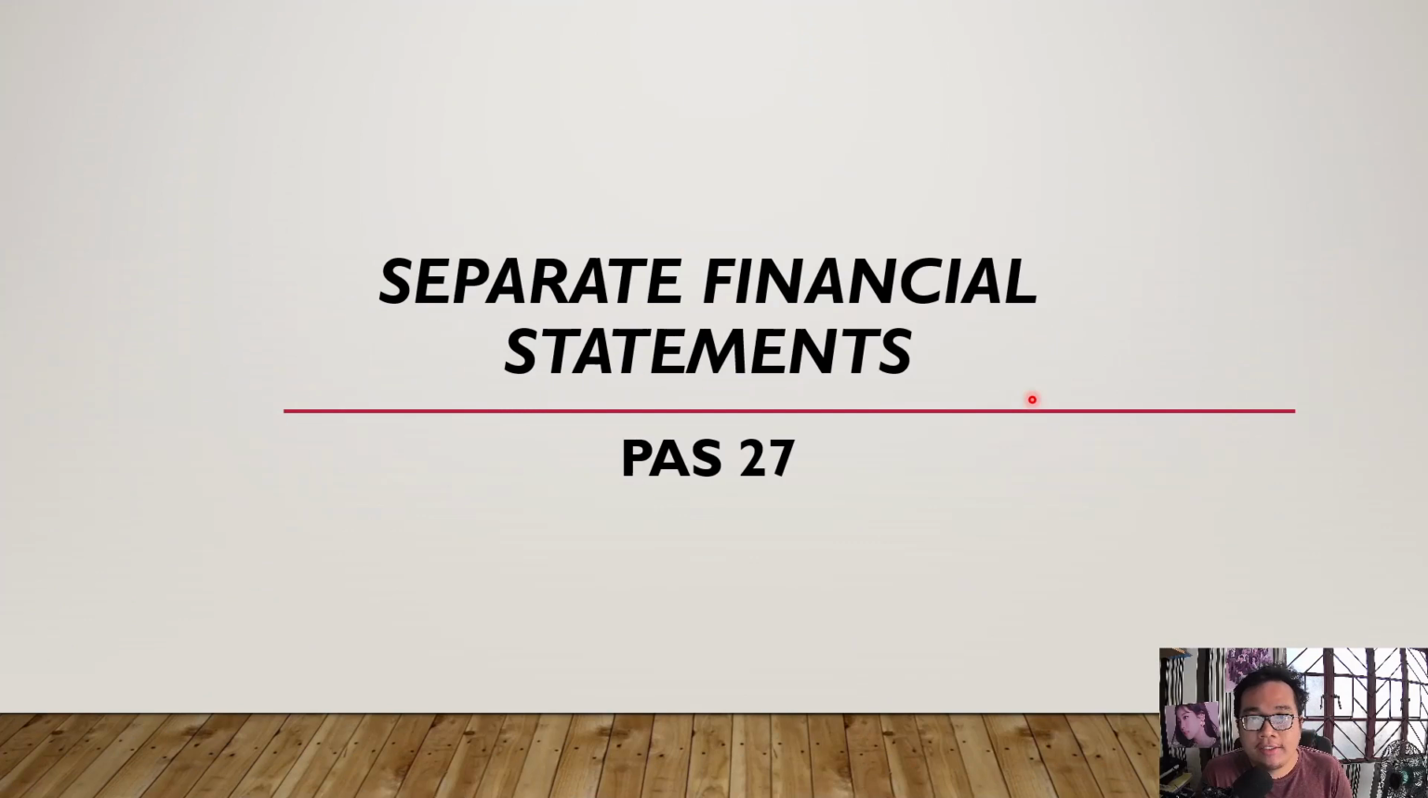So now, let's go to our next standard, which is PAS 27, which talks about separate financial statements. Now, this PAS 27, you will be able to encounter this, if I remember correctly, in your accounting for business combinations, right after the discussion on consolidation. That's your BAPE 7, Accounting for Business Combination. That's where you'll encounter separate financial statements.